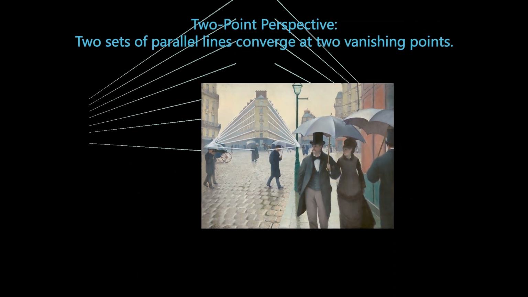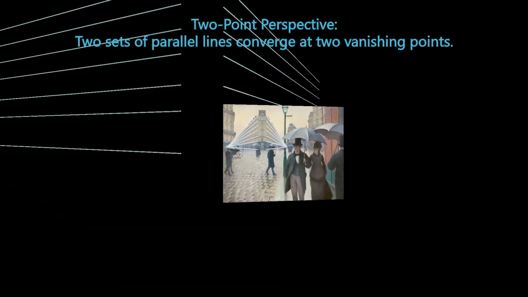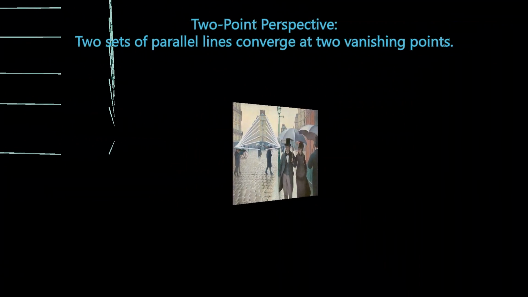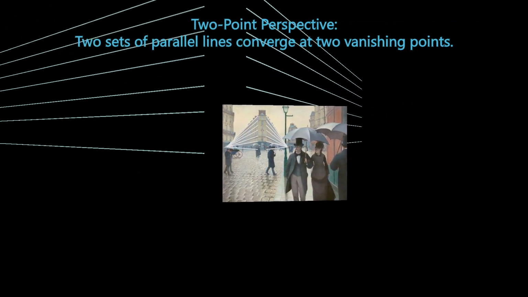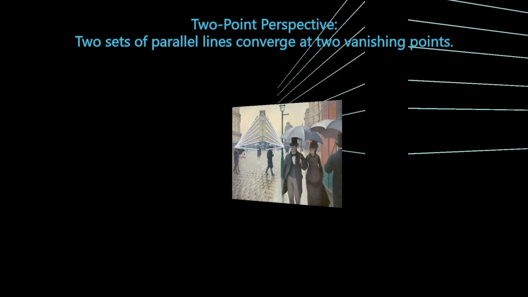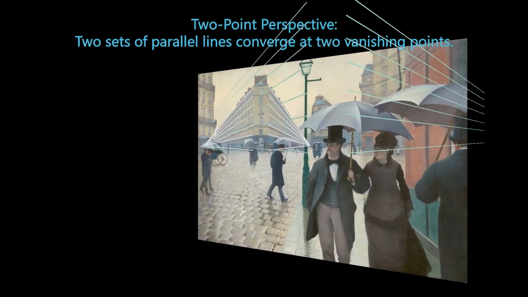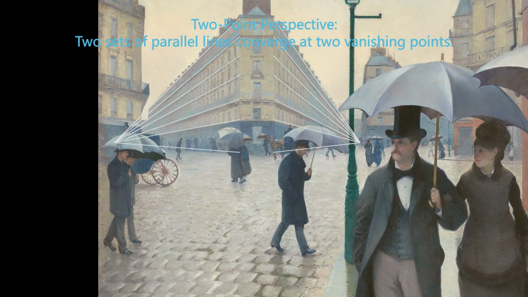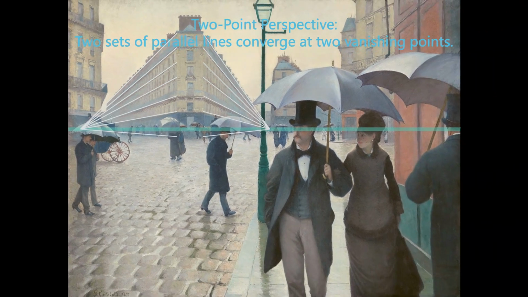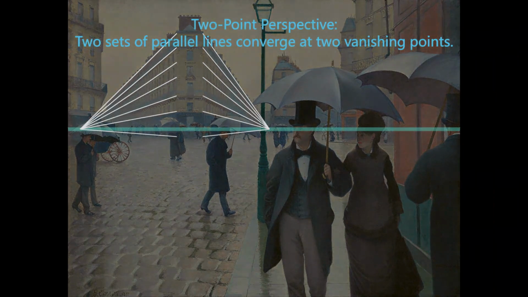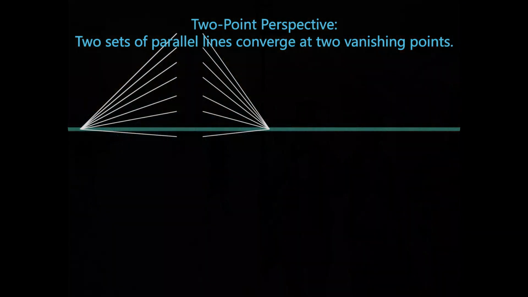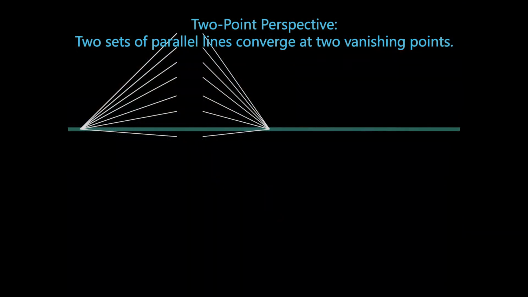If we observe these lines in three-dimensional space, we can clearly see two sets of horizontal parallel lines pointing in different directions. But on the canvas, these lines converge at two different vanishing points. Both of these points lie on the horizon line in the painting. Each set of parallel lines in three-dimensional space converges at its own vanishing point on the canvas. If the set of parallel lines is also parallel to the ground, its vanishing point will be on the horizon line.